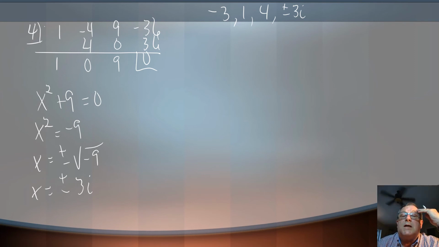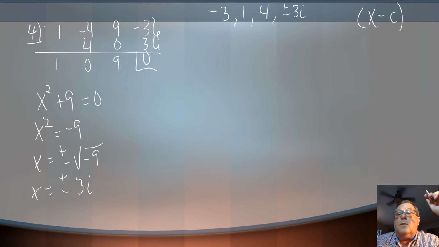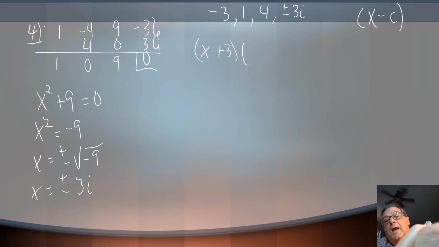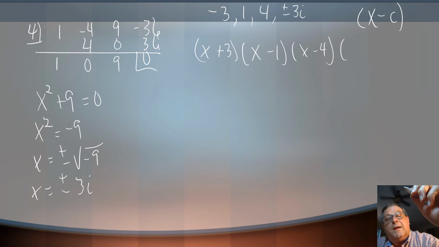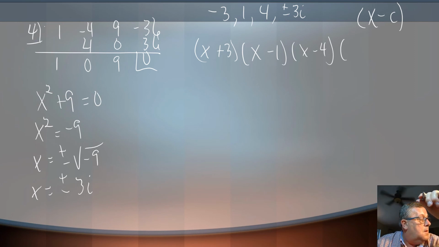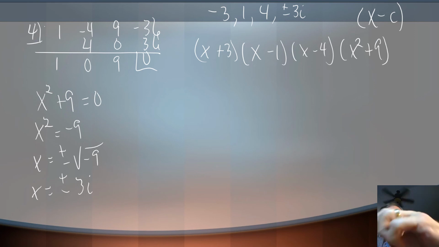All right, let's write these as linear factors. Remember, as a linear factor, I'm writing it in this form. We're going to write them as linear factors and irreducible quadratics. And so I've got x minus -3, or x plus 3, x minus 1, substituting in 1 for c, and then x minus 4. And then my irreducible quadratic factor, which was x squared plus 9.